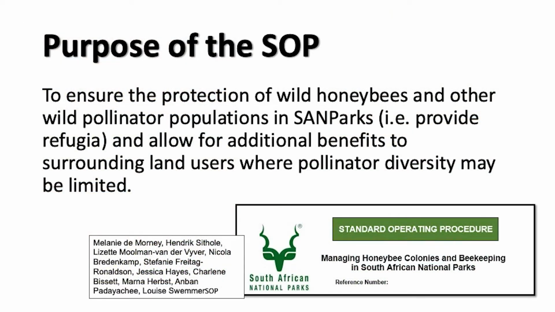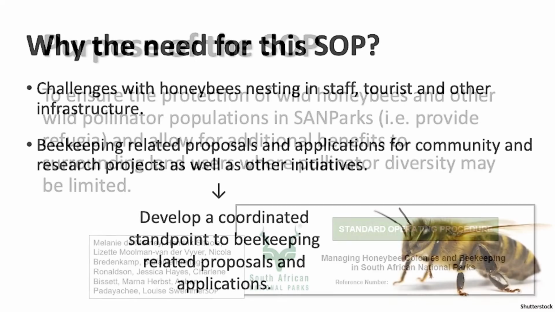So to get back to our SOP, it's still in the draft phase. We've been busy with it for quite some time, but the purpose of it basically is to ensure the protection of wild honeybees, the wild colonies, and also the wild pollinator populations within our protected areas. In other words, to provide a refuge for them, and also to allow for additional benefits to the surrounding land users where pollinator diversity may be limited or affected.